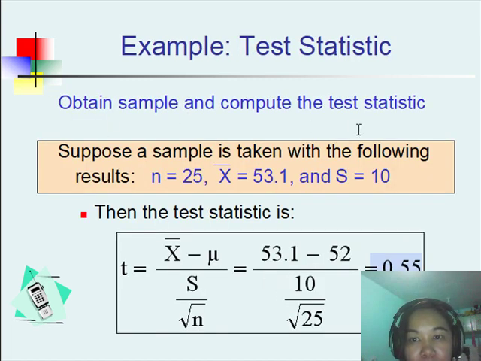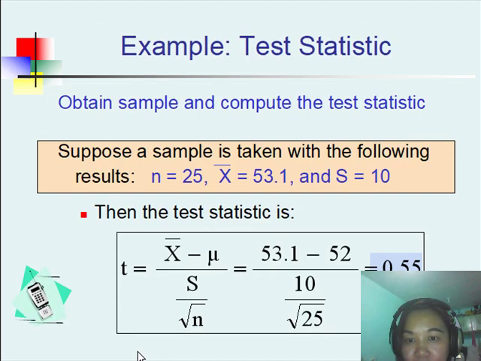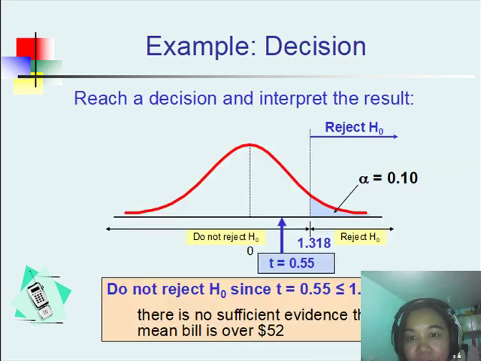Okay, so obtain a sample and compute the test statistic. Suppose a sample is taken with the following results: n is 25, the sample mean is 53.1, and the sample standard deviation is 10. So calculate the t-test. So substitute the given. Your mu is the hypothesized value of the mean, which is 52. Okay. Your standard deviation is 10, which is given, and then your n is 25. So using your calculator, you will get 0.55.